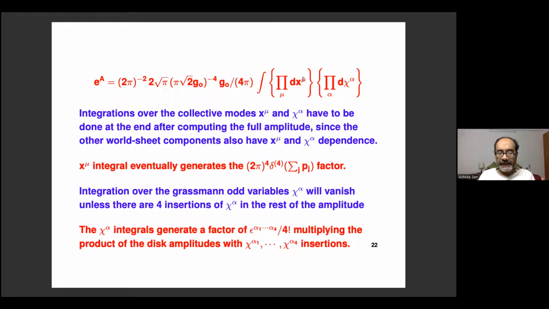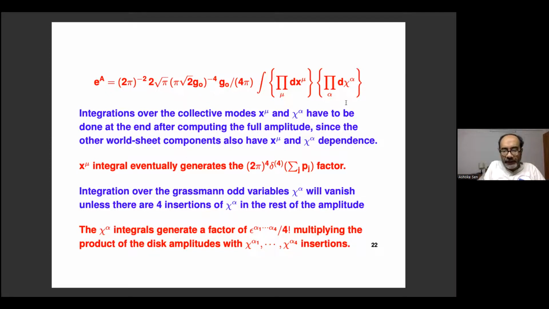So in these integrals, x mu are the instanton positions. Chi alphas, as I have already said, are the harmonic zero modes associated with broken supersymmetry. These integrals will have to be done at the end, just like the collective coordinates of instantons, because the other worldsheet components also have x mu and chi alpha dependence. So you shouldn't do these integrals before, for example, combining this with all the disk amplitudes.